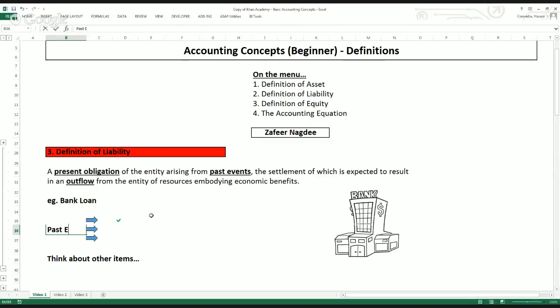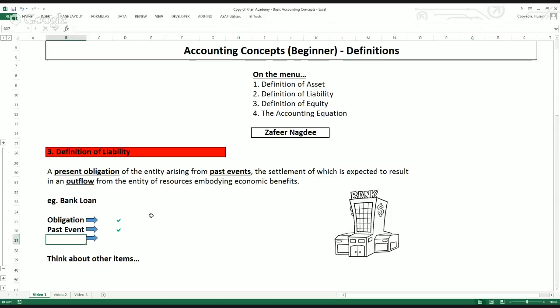Second concept is the past event. Similarly to the definition of the asset, something must have taken place in the past within the context of a liability to not create future benefits as with the asset, but instead to create this obligation. So something must have happened that created this obligation. And what happened to create this obligation? What event took place? That event would typically be signing the loan agreement and receiving the cash. So the moment we sign the loan agreement and receive the cash, we are now obligated to pay back that money at some future date.